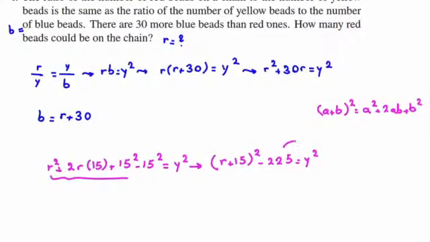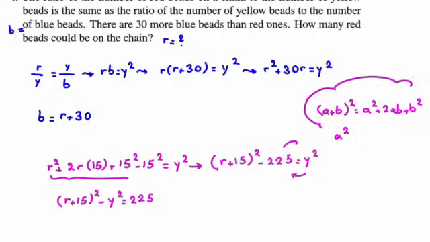Then I take this to right side, this to left side. So R plus 15 squared minus Y squared equal to 225. Another basic identity that you should know is, let me show, A squared minus B squared equal to A minus B times A plus B.